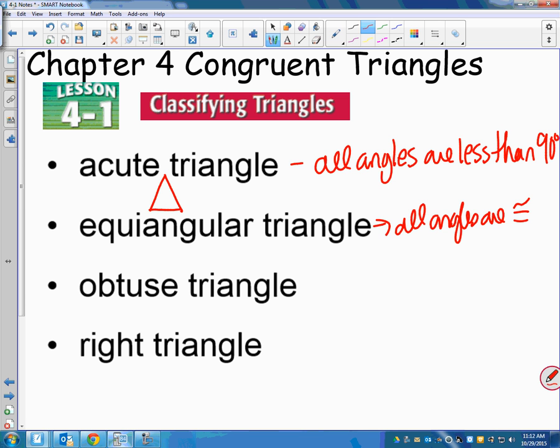Obtuse triangle. All angles are more than 90. Do you agree with that statement? No. What's wrong with that statement? All angles. Oh yeah, so let's talk about that for a minute.